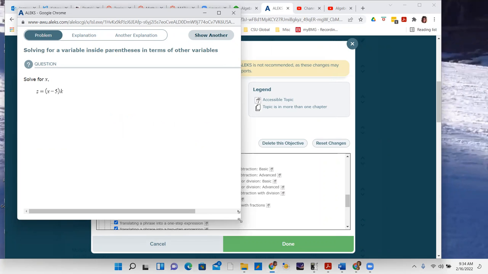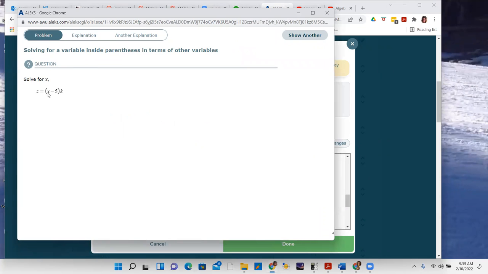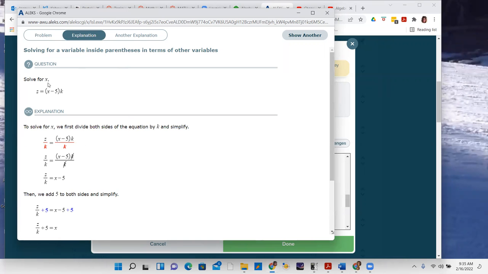Okay, so for this one, we're asked to solve for x, and x is inside parentheses. So notice Alex shows two ways to do it, much like the two ways we learned when we were using numbers instead of more than one variable. So again, our goal is to get the x by itself and it's inside the parentheses. So one way you could do it is first divide both sides by the k to get rid of that factor of k on the right.